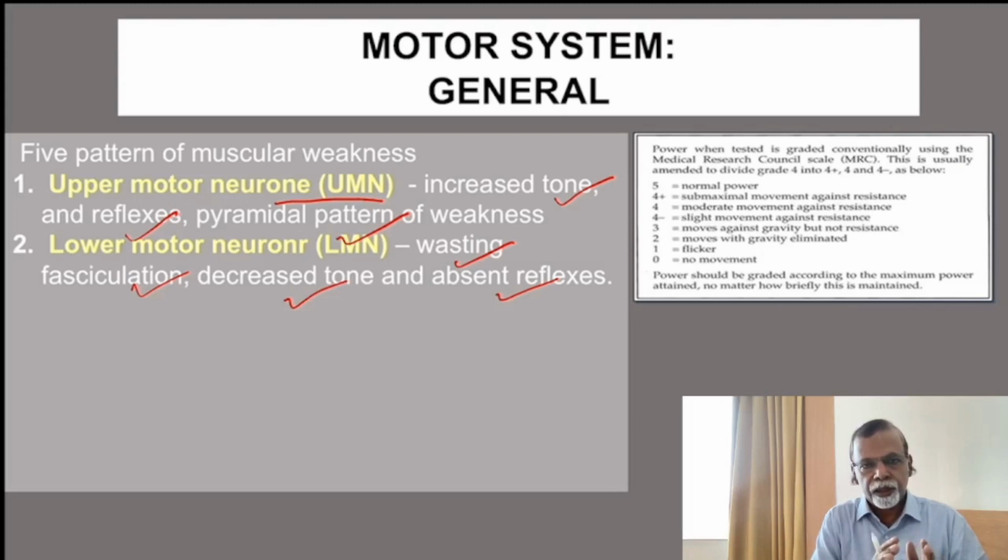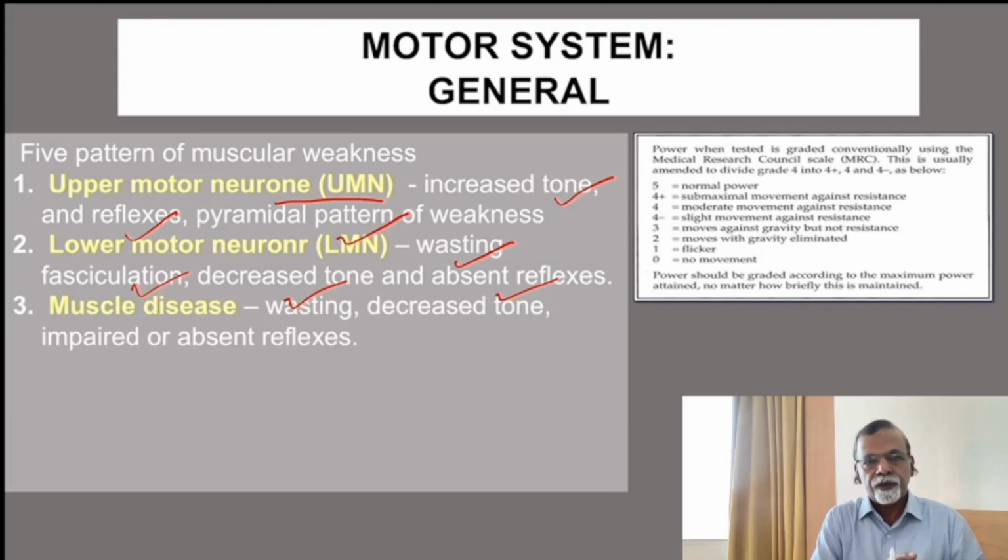So these are basically the 2 patterns. In addition, in UMN lesion, you will get an extensor plantar response, absence of superficial reflexes like abdominal and cremasteric reflex. And remember, in UMN lesion, in the acute phase, you can have hypotonia. In the same way, in LMN lesion, long-standing cases can develop disuse wasting also.